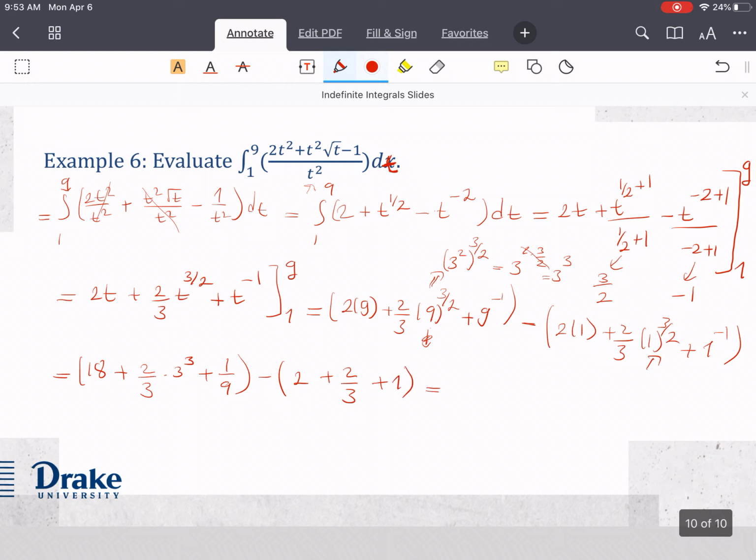Okay, so then here I can simplify the 3's, so it becomes 2 times 3 squared, so it's 18 plus 3 squared is 9, 9 times 2 is 18, plus 1 over 9. I don't think I need the parentheses anymore. So then I'm going to distribute the negative here: negative 2, negative 2/3, minus 1. So let's calculate this whole thing. So 36 minus 2 minus 1. So 36 minus 3 is 33, I believe.